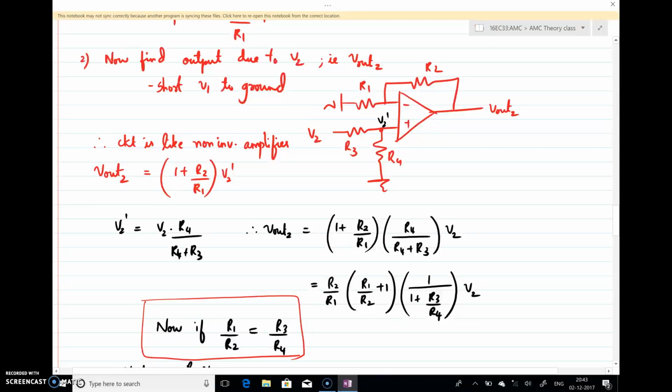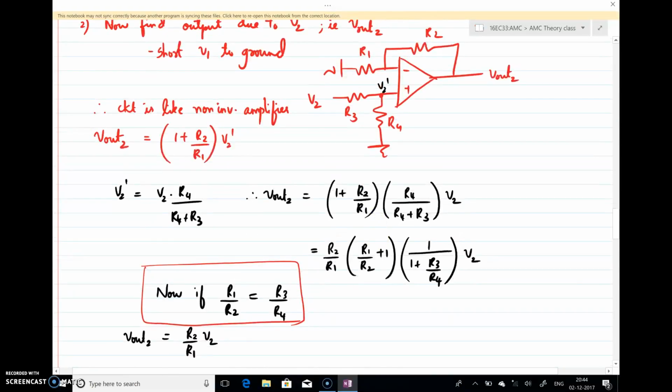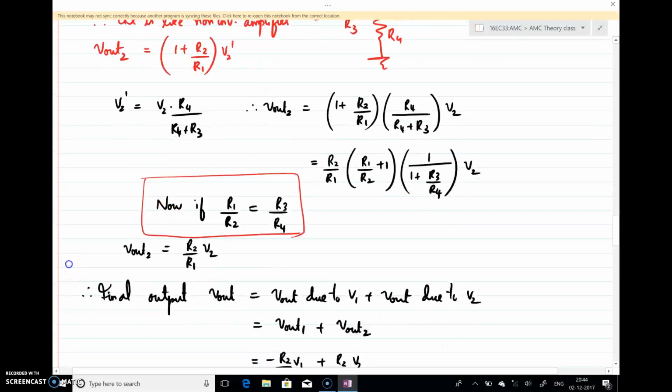Or slightly modifying, I can write this as R2 by R1, if I take common, into R1 by R2 plus 1, and taking R4 to the denominator, 1 plus R3 by R4. Now one condition I am applying here: R1 by R2 is the same as R3 by R4. Under that case, I can write Vout2 as R2 by R1 into V2, because R1 by R2 is the same as R3 by R4, so I can cancel these two. It is the same as R2 by R1 into V2.